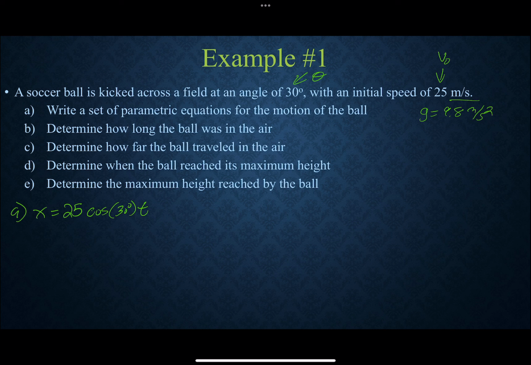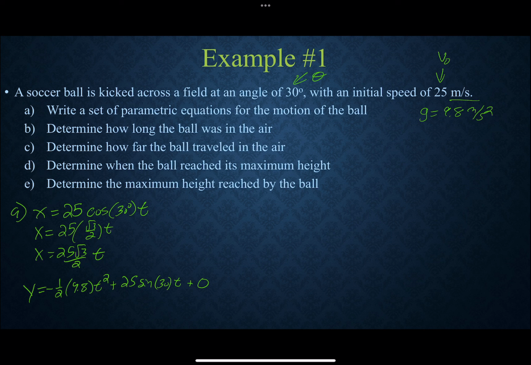Well, if it's a nice unit circle angle, like 30, 45, 60 degrees, and so on, then we can rewrite that. Cosine of 30 is root 3 over 2. So x is 25 root 3 all over 2 t for my horizontal motion. My vertical motion is negative 1/2 times 9.8 t squared plus 25 sine of 30 t. And then my initial height is 0 because it's launching from the ground. We're kicking a soccer ball. Typically, it's on the ground. We're assuming you're not kicking in midair or anything like that.